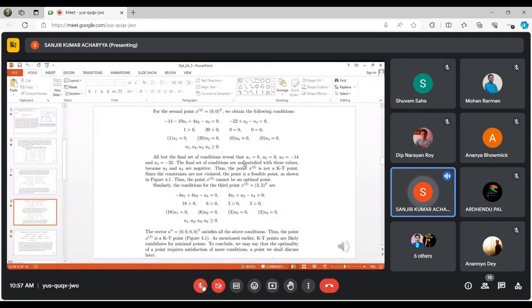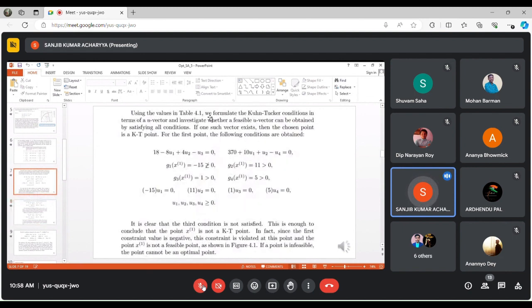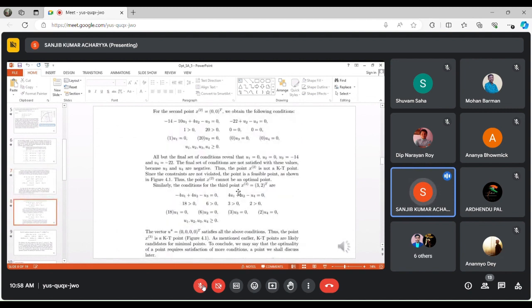By solving this, we have got u1 equals 0, u2 equals 0, u3 equals minus 14 and u4 equals minus 22. So all these u are not greater than or equal to 0. Making the first equation, we have got several points, and at every point we have to check the values of u1, u2, u3, u4. At certain points, all the u cannot be positive. At certain points, all the u may be positive. The points where all the values of u are obtained as positive are Kuhn-Tucker points. Is it understood? How we have to check for Kuhn-Tucker conditions? Yes, sir.